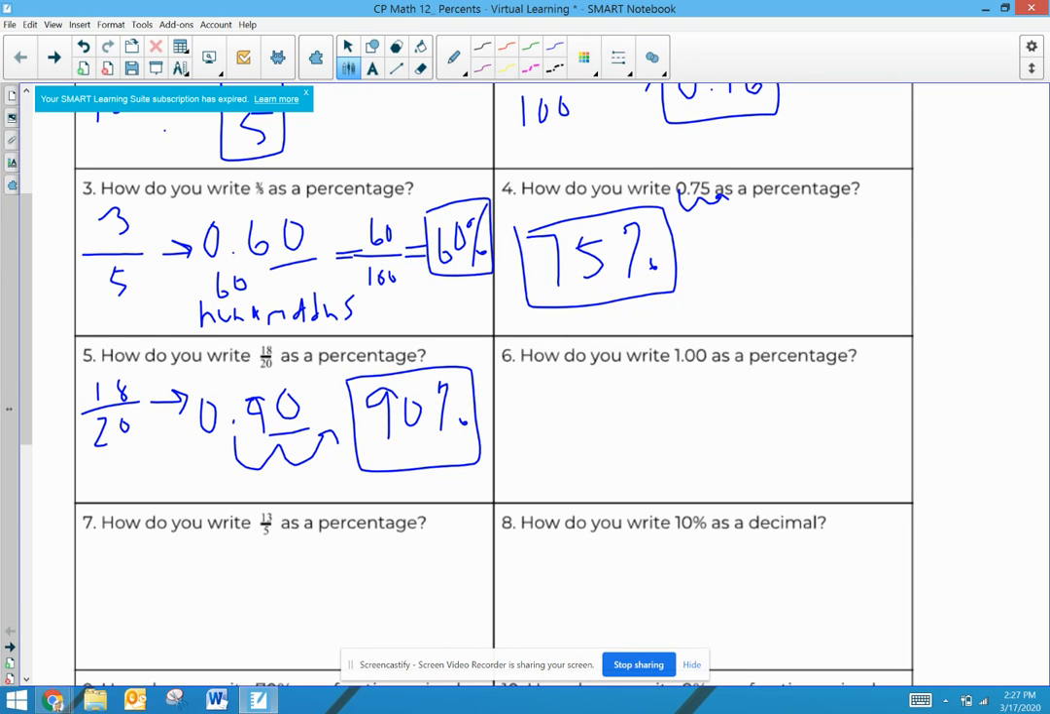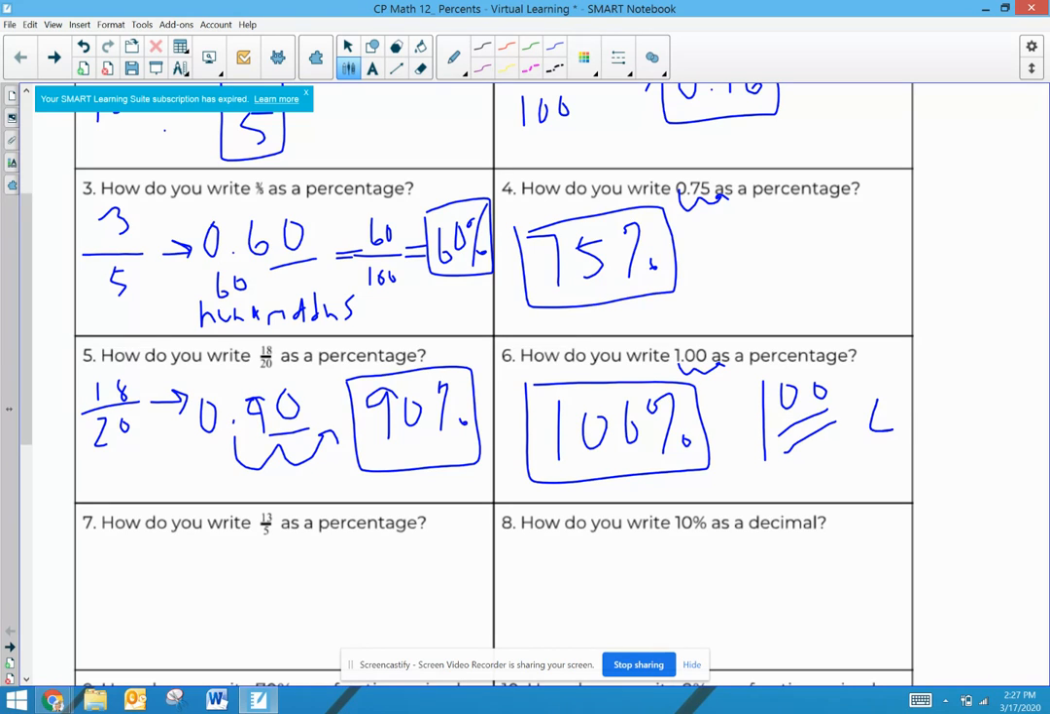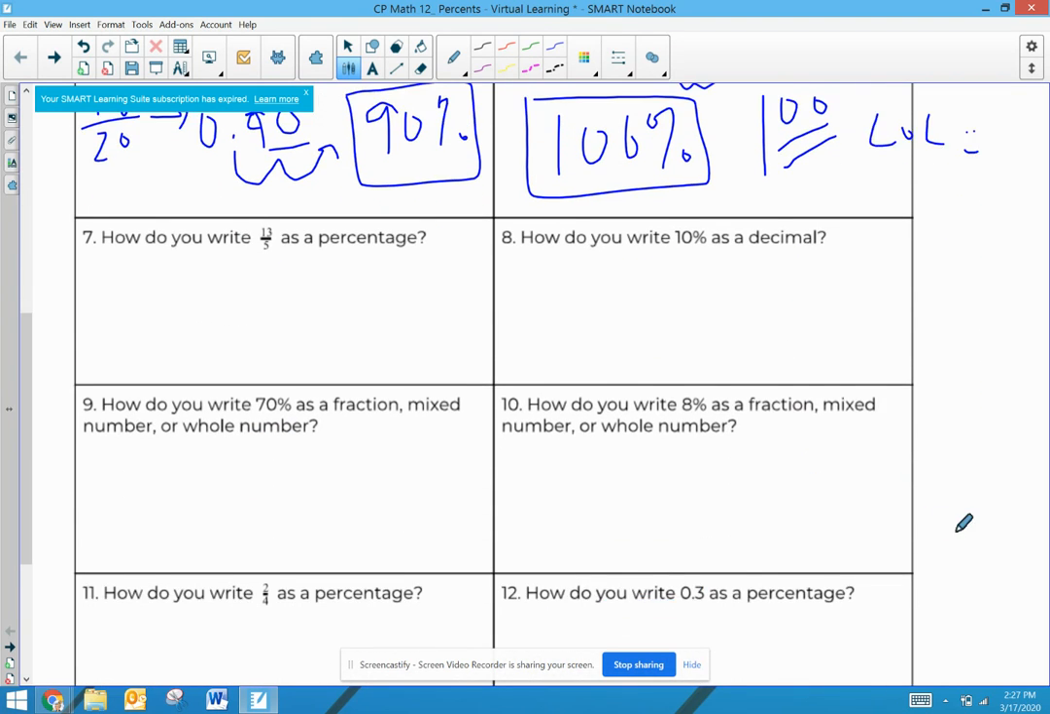All right. And number 6, how do you write 1.00 as a percent? So it's one whole. We know that a whole would be like, you don't get anything wrong on a test, you get 100%. It's also the same thing, move the decimal over twice. 100%. Like the emoji. Ha ha ha. Enjoy that. Okay. Getting carried away.